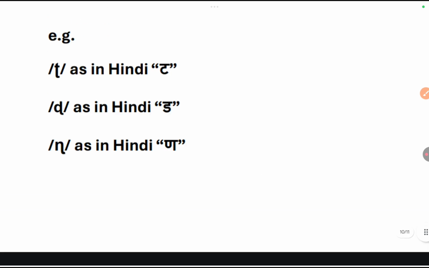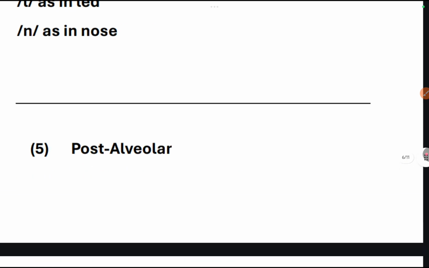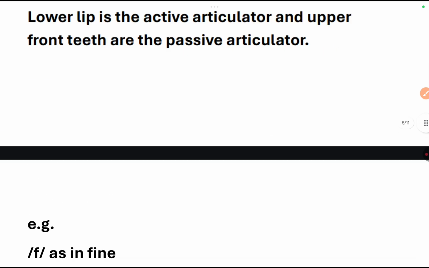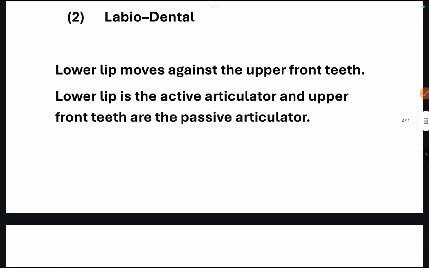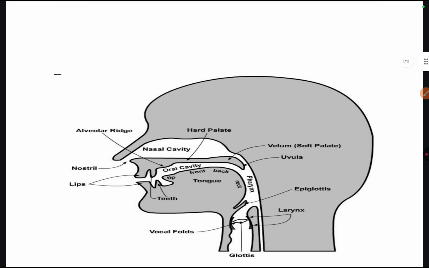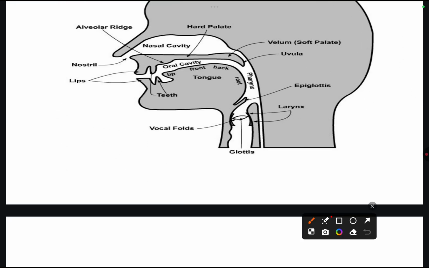So this was all about the place of articulation, meaning what are the active and the passive articulators in the production of consonant sounds. That is the place of articulation. I hope you have understood this, and I have tried my best to explain it. And if you have not understood it, try to watch the video again. You will understand it in a better way.